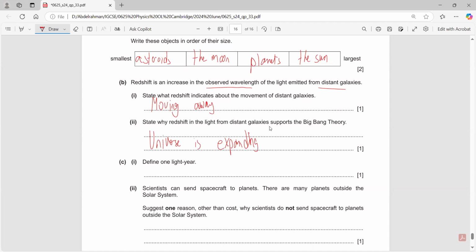Define one light year. What is one light year? It's not a time. Please do not say time. It is a distance, the distance traveled by light in space or in a vacuum in 1 year.